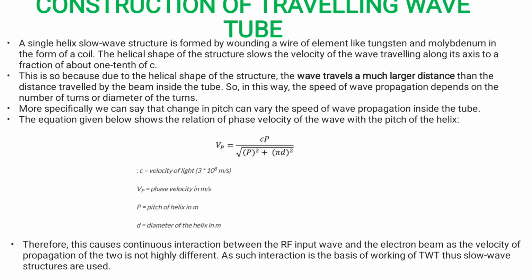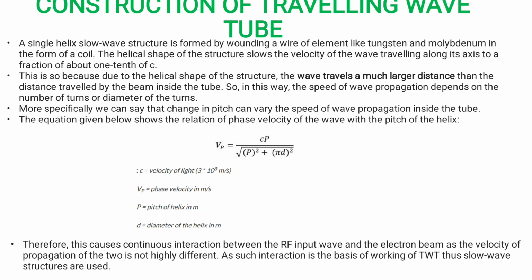So a single helix slow wave structure is formed by winding a wire of an element like tungsten or molybdenum in the form of a coil. The helical shape of the structure slows the velocity of the wave traveling along its axis to a fraction of about 1/10 of c. This is because, due to the helical shape, the wave travels a much larger distance than the distance traveled by the beam inside the tube.